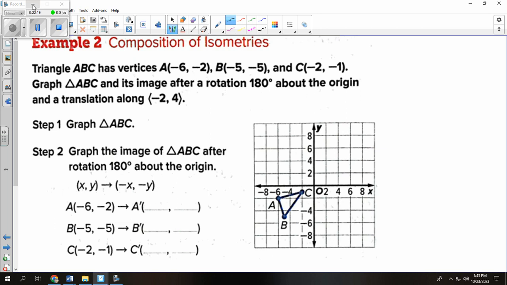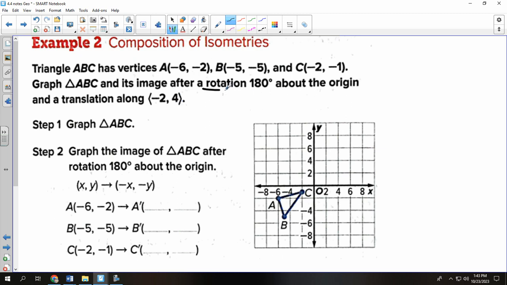Okay, so we're going to do some isometries. An isometry has a rotation and a translation. So we just did, the glide was a translation and a reflection, and an isometry is a rotation and a translation. Okay, so we have A, B, and C as our vertices. Graph ABC and its image after a rotation 180 degrees about the origin and a translation along (-2, 4).